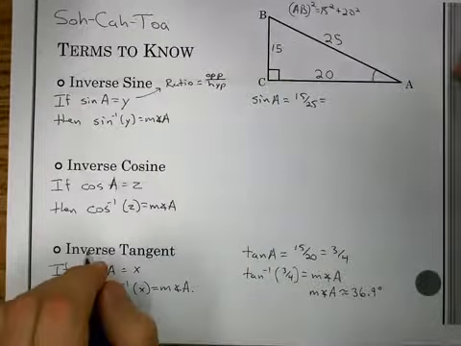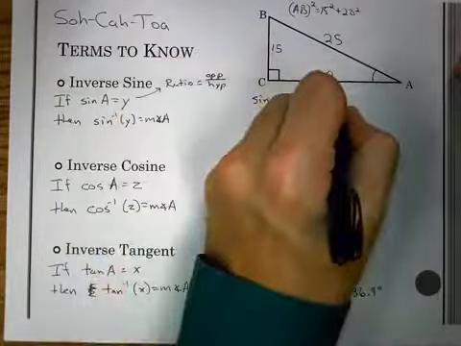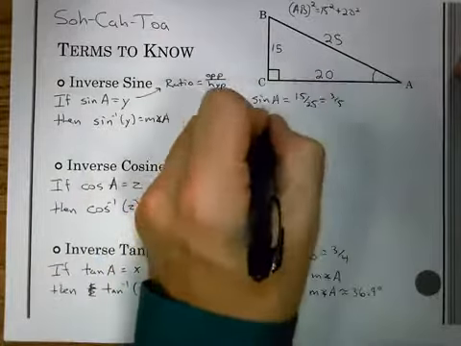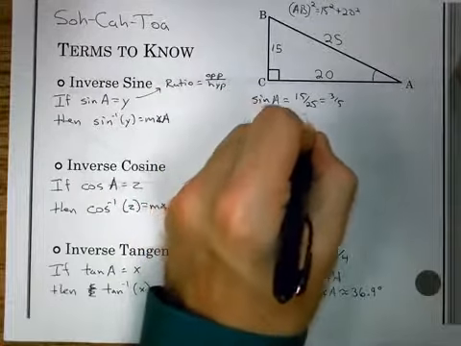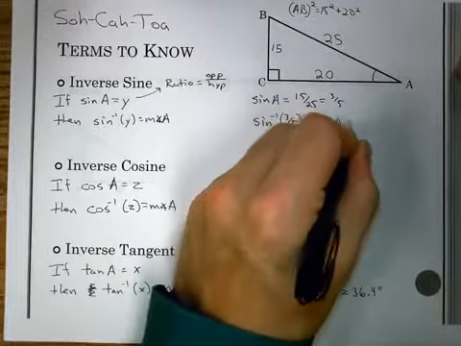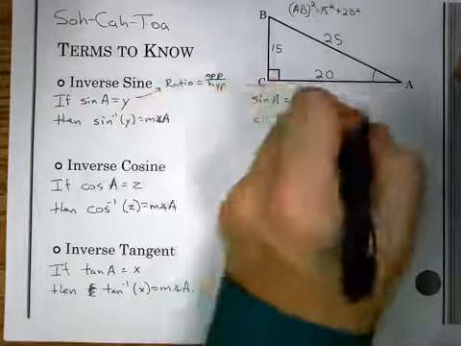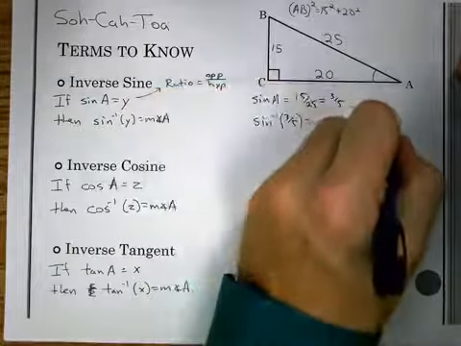I can reduce 15 over 25, and that is 3/5, or 0.6. Now we take the inverse, and that's sine inverse of 3/5 equals the measure of angle A. If you do that in your calculator, it comes out to be about 36.9.